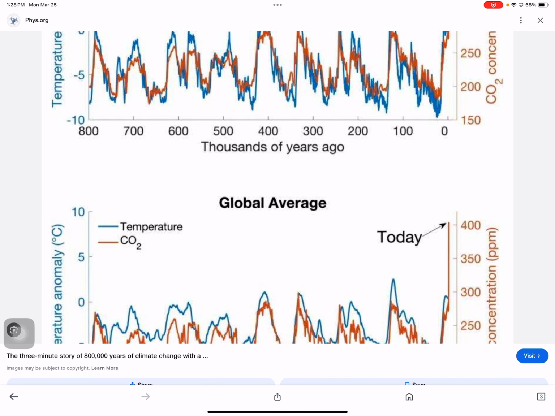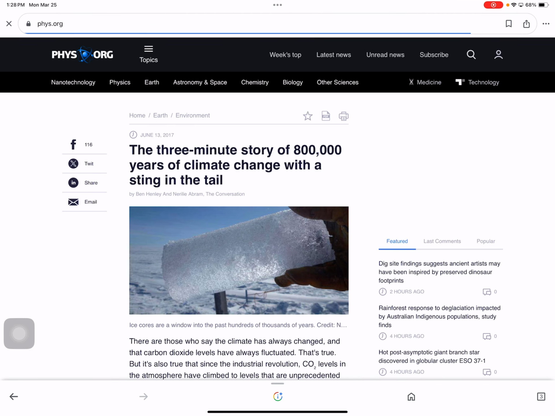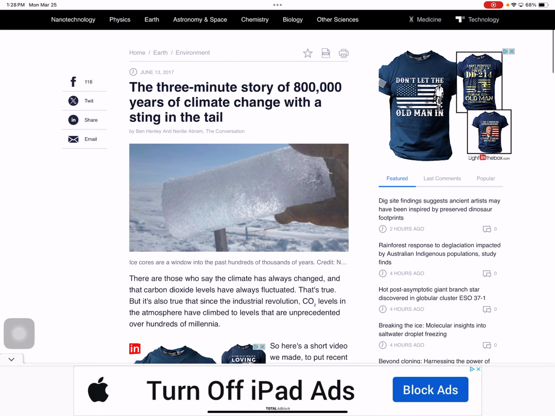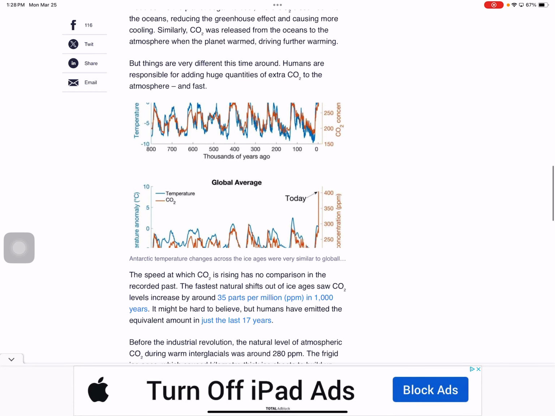Okay, so here is the temperature. Ice cores are a window into the past hundreds of thousands of years. Here is an ice core that's been pulled out, and you take water from there, calculate the ratio of oxygen 18 to 16. And here is the temperature: Antarctic temperature changes across the ice ages. And that's very similar to global temperatures.